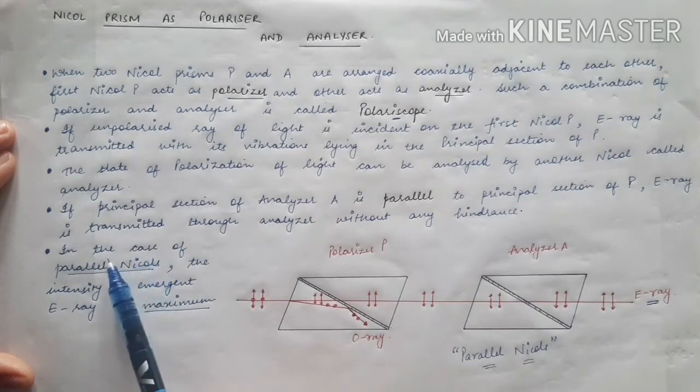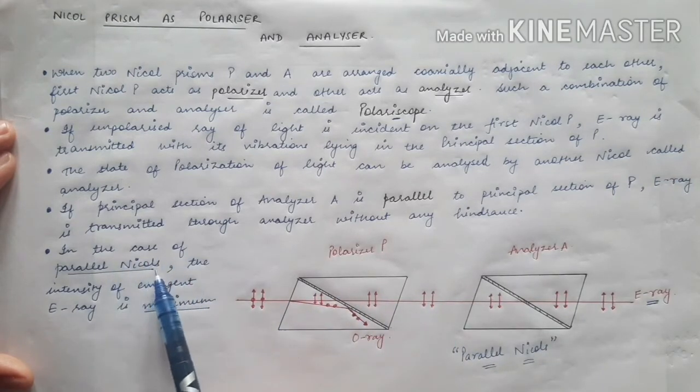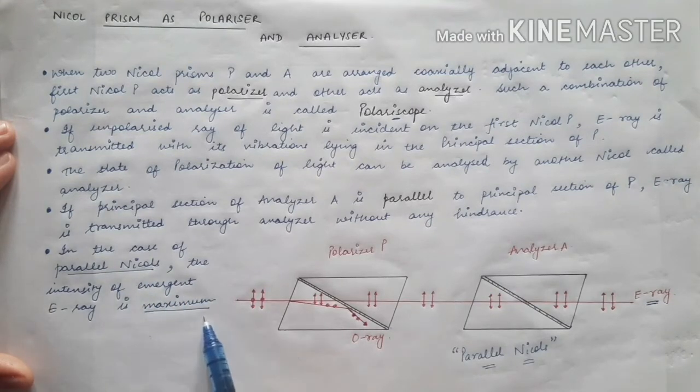In this particular arrangement, in which the principal sections are parallel, it is called parallel Nicols. In the case of parallel Nicols, the intensity of the emergent E ray is maximum. The ray passes through this analyzer, so the whole ray will pass through it as it is. So the intensity of this E ray, the emergent ray from this analyzer, will be maximum.